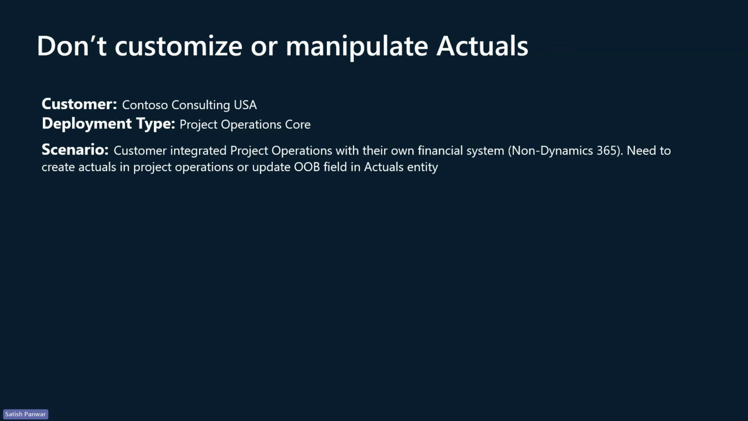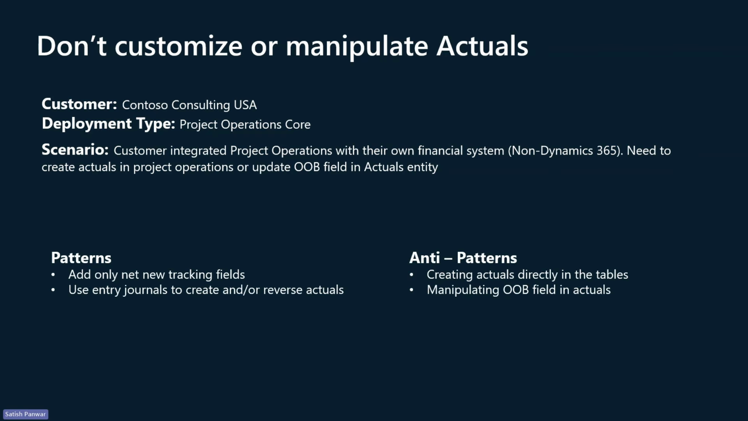Also, do not customize or manipulate actuals. In this scenario, the customer is using their own financial systems and needs to create actuals in Project Operations or update out-of-the-box fields in the actuals entity. We only recommend adding net new tracking fields and only updating data in those fields. If you need to reverse, use the entry journals.